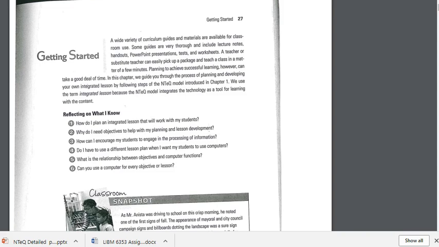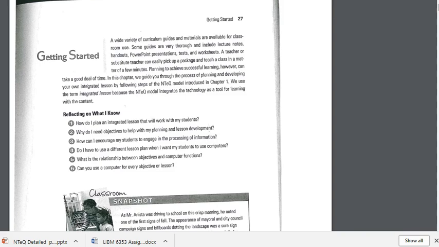How can I encourage my students to engage in the processing of information? That is key for any classroom where you are really trying to promote curiosity and create these lifelong learners, but most importantly in the school library. You might want to ask yourself, do I need to use a different lesson plan when I want my students to use computers? I think it definitely needs to be thought out ahead of time.